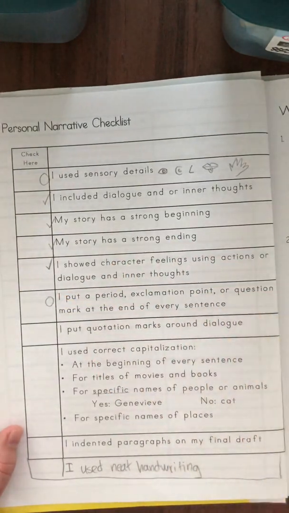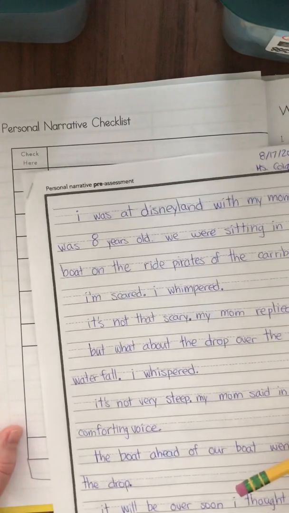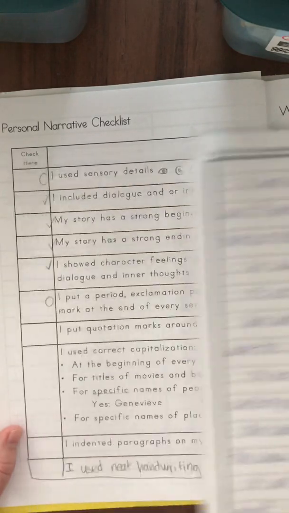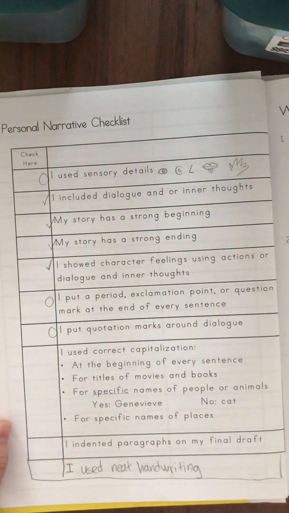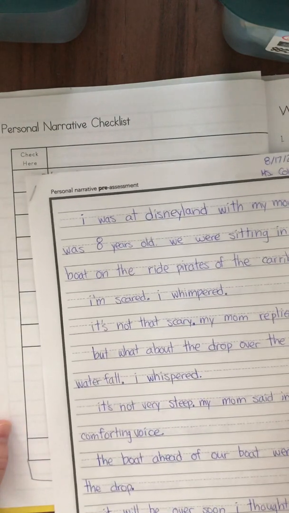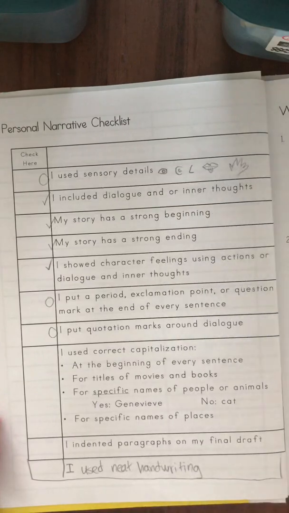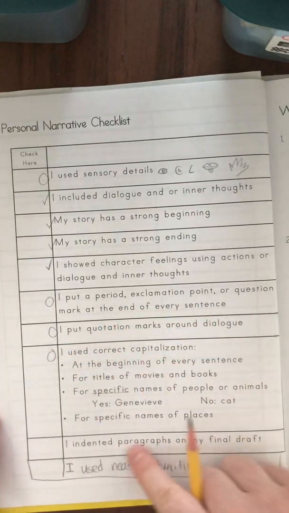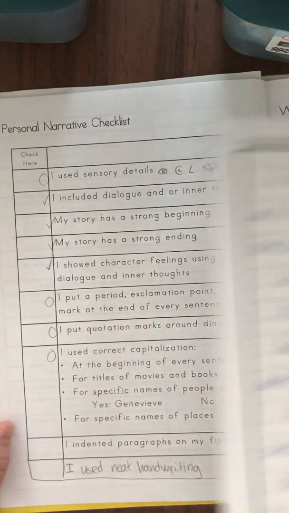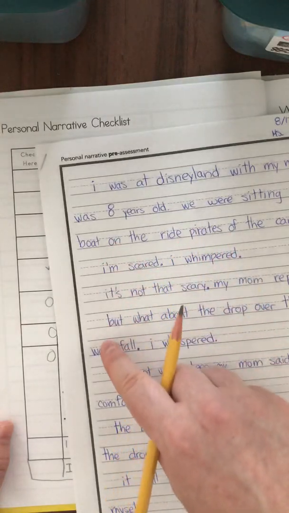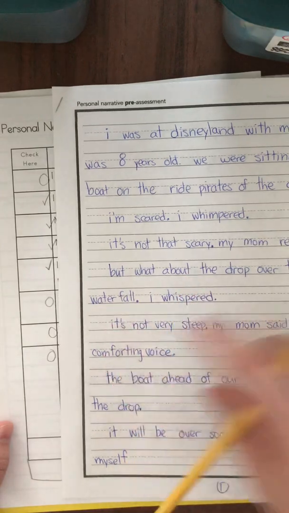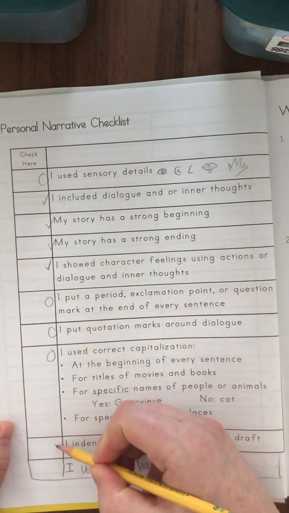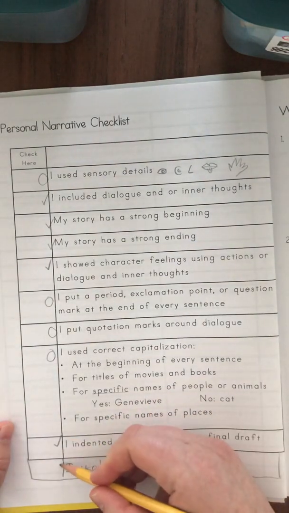I put quotation marks around dialogue. Oh wow, I didn't do that at all. I used correct capitalization. Well, I also didn't use any capital letters. I need to work on that. I indented paragraphs on my final draft. Well, I did actually indent paragraphs. So I can see that I indented paragraphs. And I think my writing was neat.